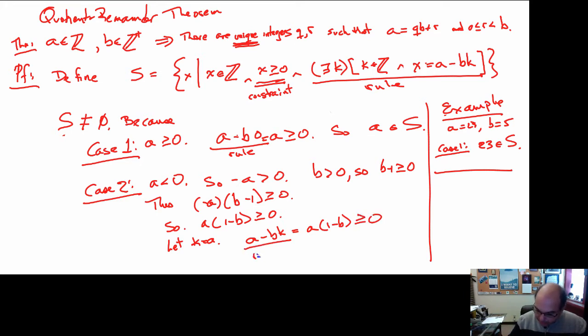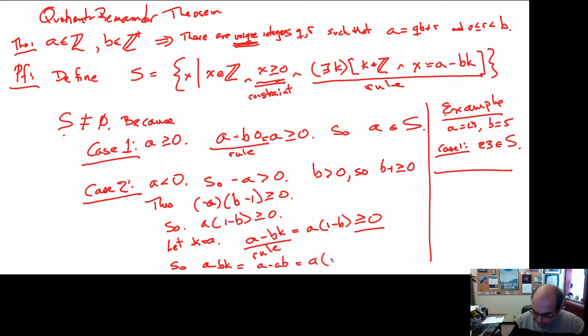So here is my rule: this number, whatever it is, satisfies the rule, and it passes the constraint. So what I can conclude is that a minus bk, which is equal to a minus ab, belongs to S.